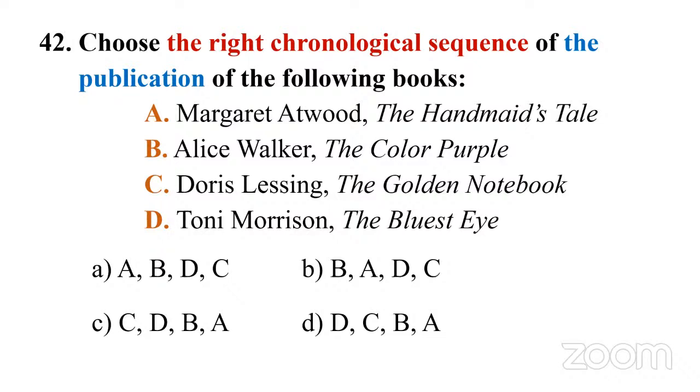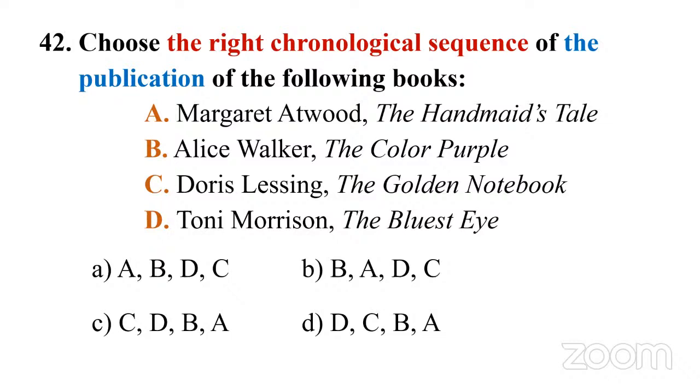Option A, this is the order: A, B, D, C. Then option B, B, A, D, C. Then option C, C, D, B, A. Then option D, D, C, B, A. So we have to spend a few seconds here. So before we choose the answer, ask yourself: we have almost all the acclaimed women writers across the world: Margaret Atwood, Alice Walker, Doris Lessing, and Toni Morrison.